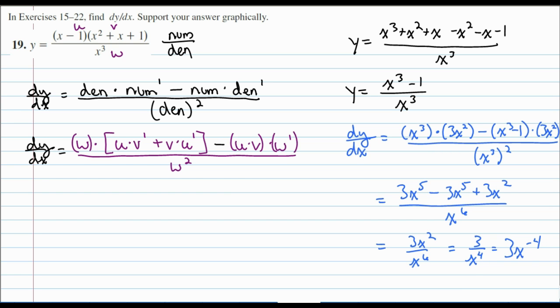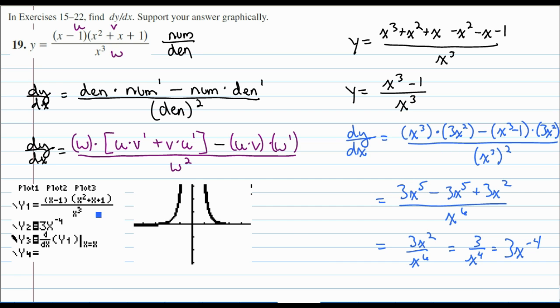So let's see if that graphs correctly. And as you can see, I put the original in y1, I put my derivative that I found in y2, and then I told the calculator to take the derivative in y3 in bold. And I find that my derivative and the calculator's derivative have exactly the same graph, so I did it right.